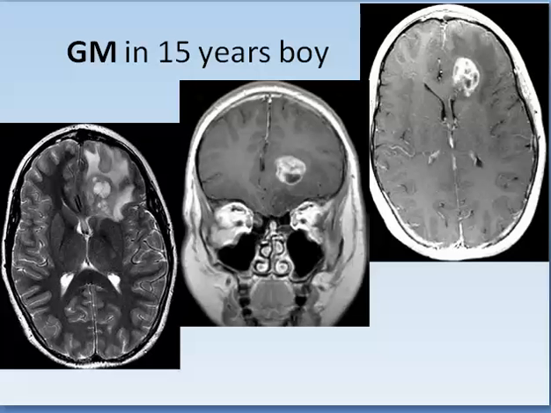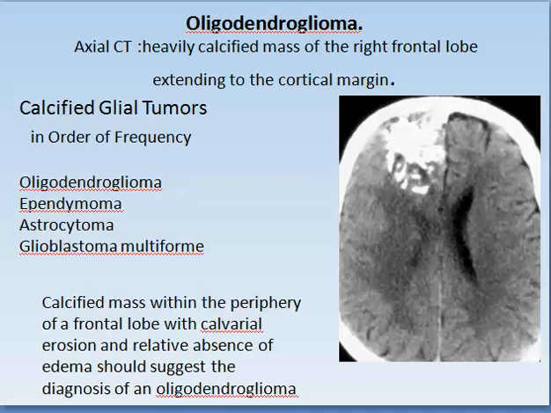In a boy, glioblastoma multiforme with crossing to the other side, showing irregular necrosis, mass effect, cystic changes, and peritumoral extensive edema. Now oligodendroglioma is another entity where the main lesion is heavy calcification. The main lesion is calcification. It is a calcified glial tumor.